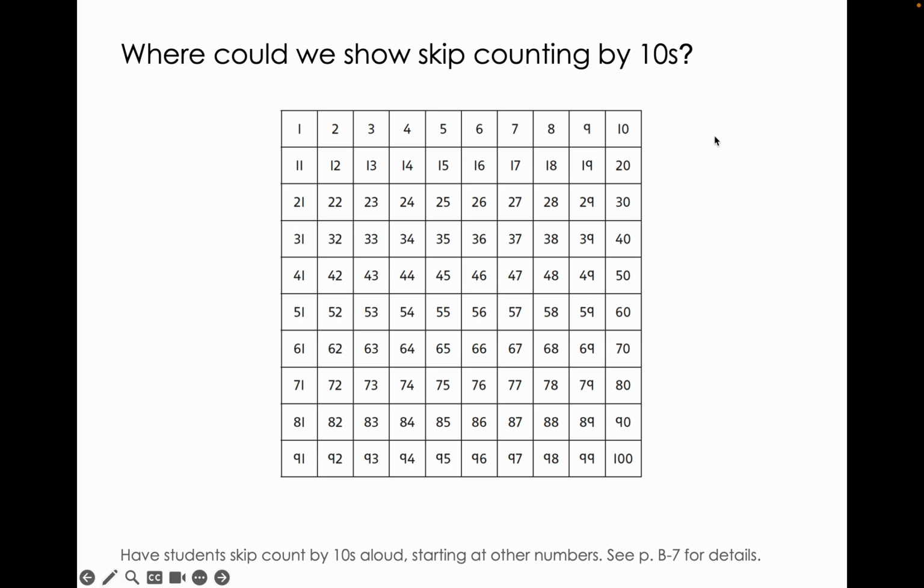So what we just did was we started at 0 and we went 10, 20, 30, 40, 50, and we kept going. But what if we started at 4 and we skip counted by tens? Then what? 4, 14, 24, 34, 44, 54, 64, 74, 84, 94. Okay, what if you started at 7 and skip counted by tens? Go ahead and do that.